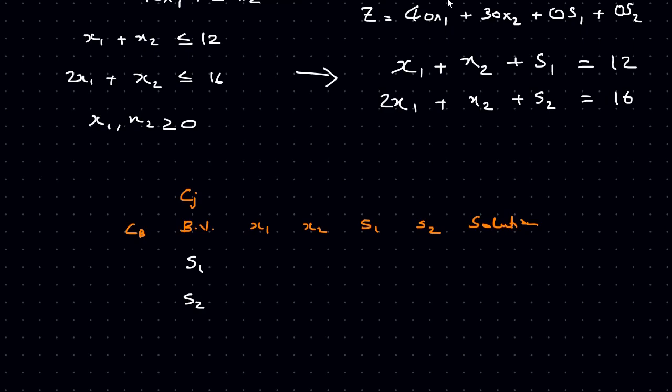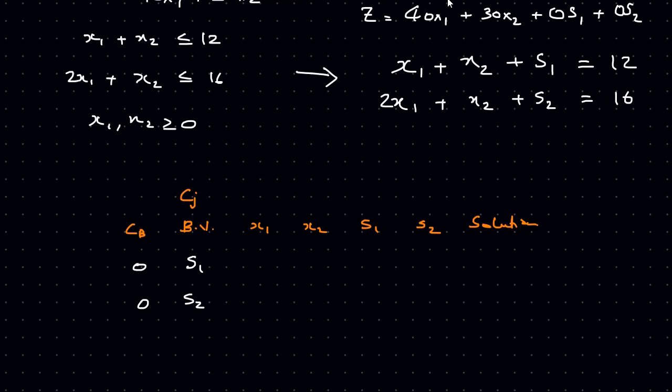Here you can see s1 does not come in the second equation, so the coefficient is 0. Similarly for s2 we have coefficient 1 in the second equation, and in the first equation the coefficient is 0. That's the definition of a basic variable. So we have s1 and s2, and this cb is the coefficient value from the objective function. For s1 it is 0 and for s2 also it's 0, so we write 0 and 0 over here, and these are the coefficients corresponding to the constraint equations.